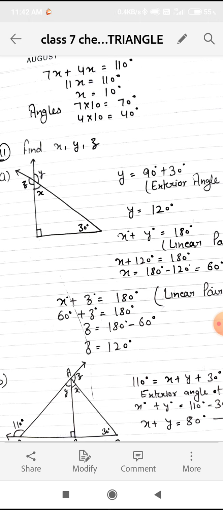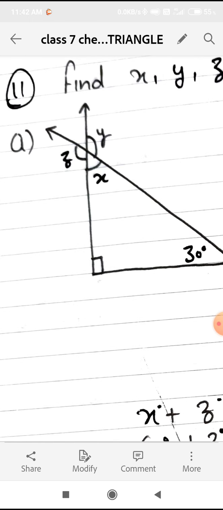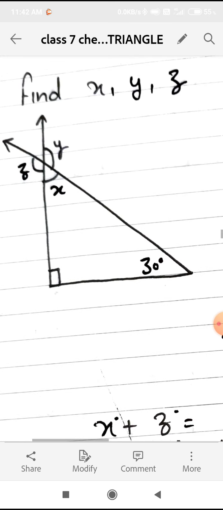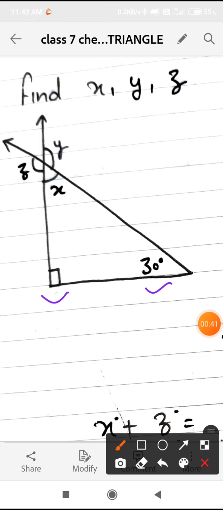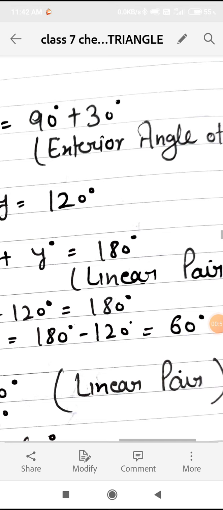First, you can calculate the value of x that is visible to you. If I zoom in, this value of x can be found using the angle sum property. You calculate x plus 90 plus 30. This angle is 90, this is 30, so the third angle you can calculate using the angle sum property. 90 plus 30 is 120 degrees, and 180 minus 120, x will be 60 degrees.